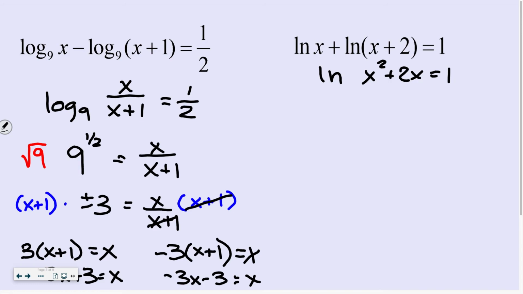Well, I've isolated the log, so I can rewrite it. What's the base? E. So this is going to be e to the first equals x squared plus 2x.